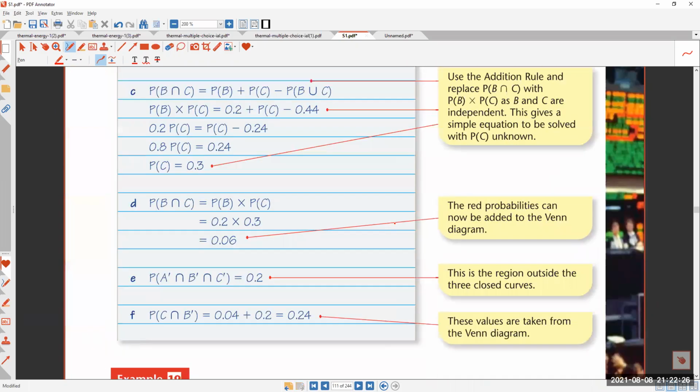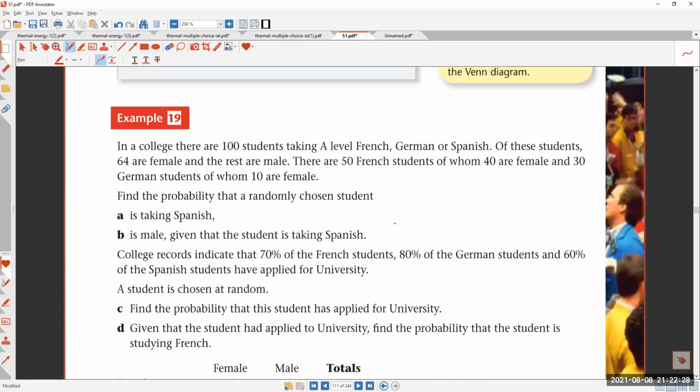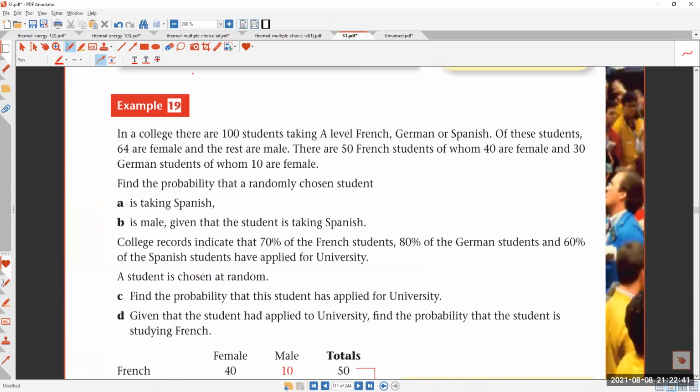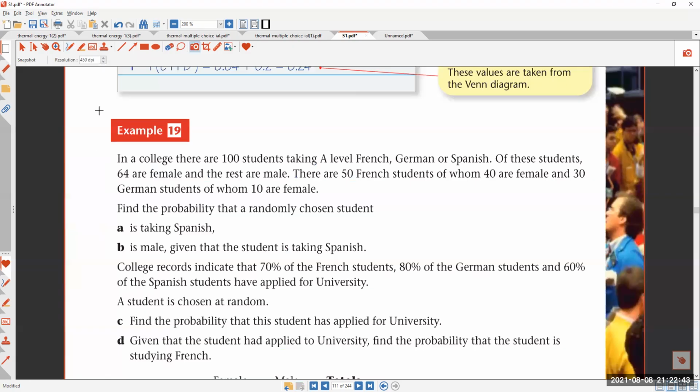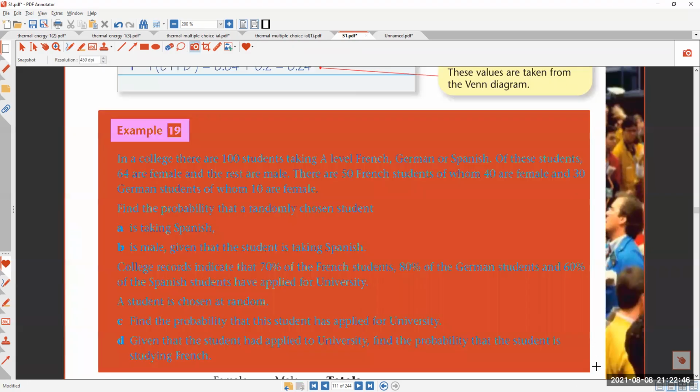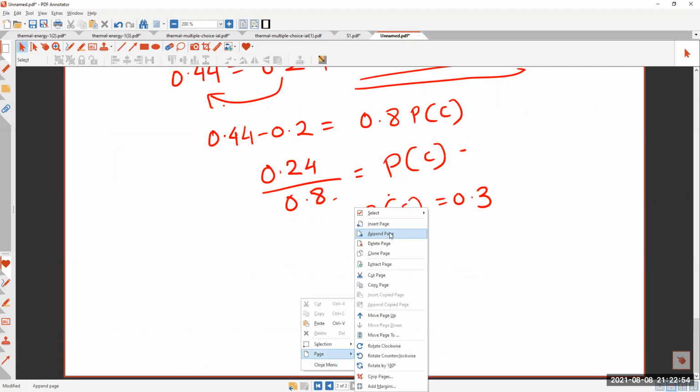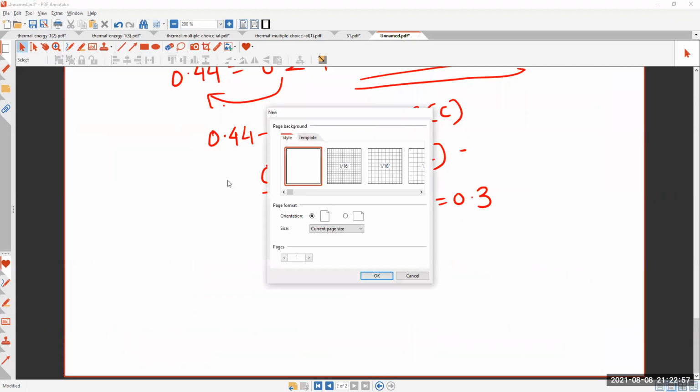Let me go to the next sum now. This is something that is very important. You guys should know how to make a table when too many pieces of information are given to you. You need to know how to plot down the results. So let's try example 19. This is the last question, and after that we'll go directly to our question bank questions.